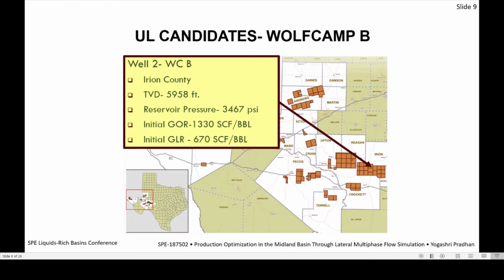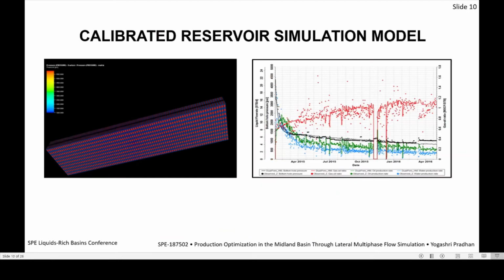For the Wolfcamp B, this was based in Irion County, where the reservoir pressure is a little bit lower. Your initial GOR is 1330 scf per barrel, and your initial GLR is twice that of the lower Sprayberry. We calibrated reservoir simulation models. This is a slide that I wanted to show you on how we developed the full wellbore model. And here's the history match that we ended up doing for our particular lower Sprayberry well.